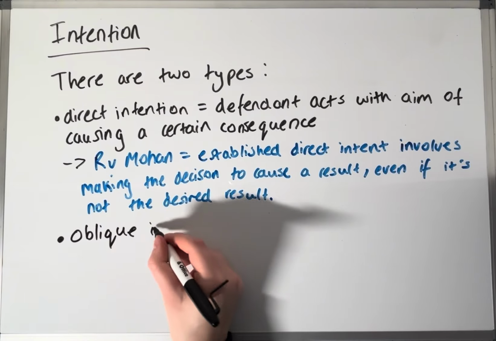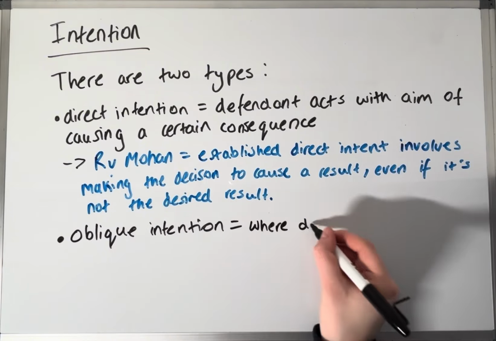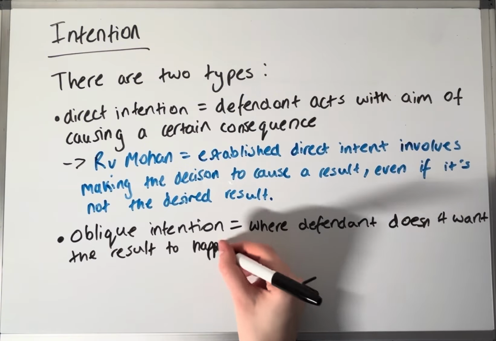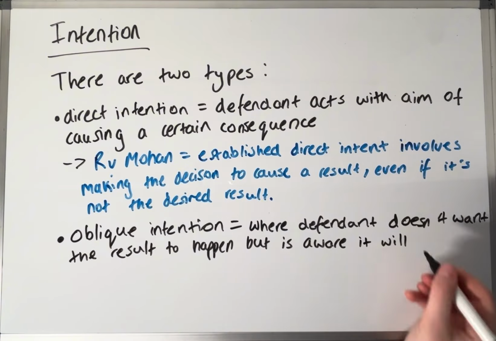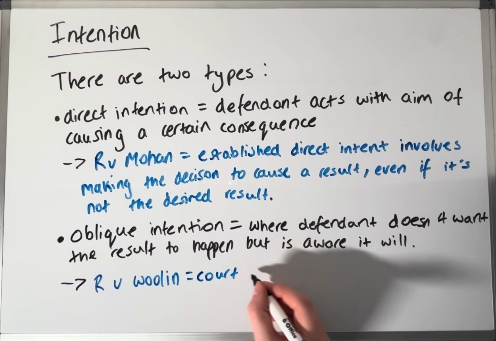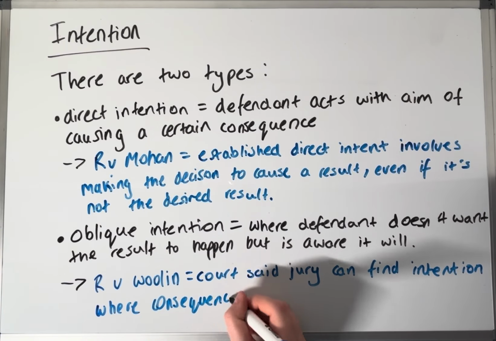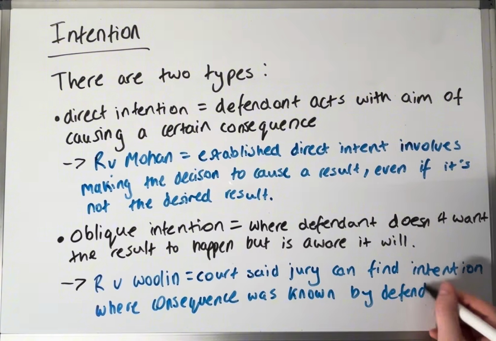There's also oblique intention. This is where the defendant doesn't want the consequence to happen, however, they are aware that it will happen. This is seen in R v Woollin, where the court stated that the jury can find intention where the consequence was known by the defendant.